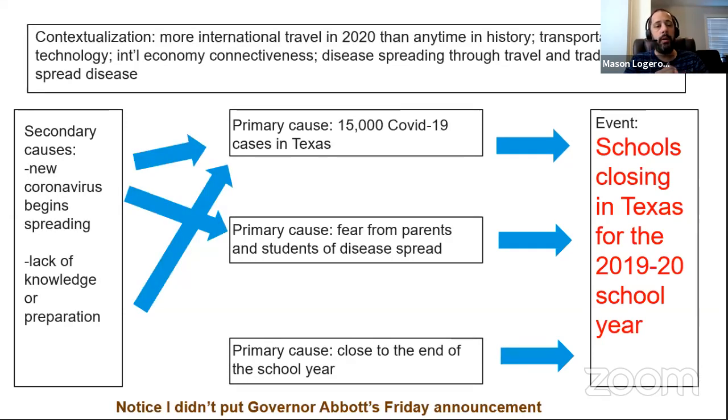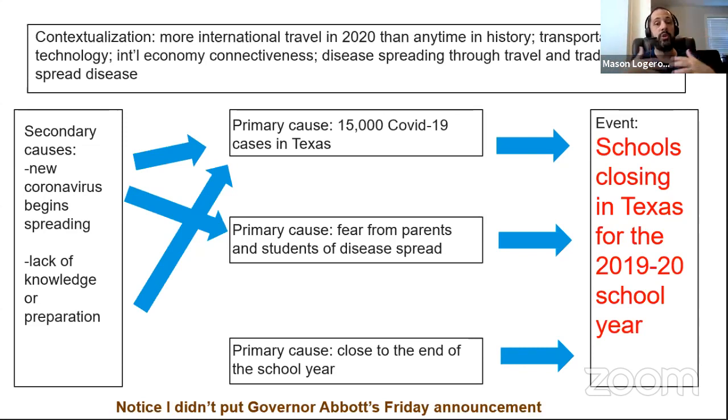Okay, here are your answers, or at least answers that I came up with. Again, yours might vary, and that is totally fine. If I had you write an essay about schools closing in Texas for the 2019-2020 school year, you start with your contextualization. Again, big picture topics. And notice I have some pretty big picture topics here.